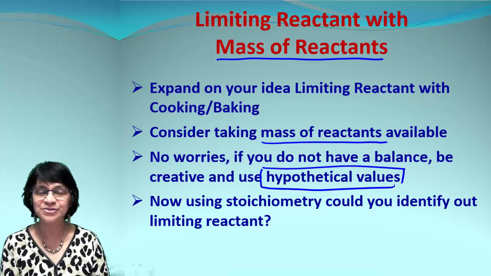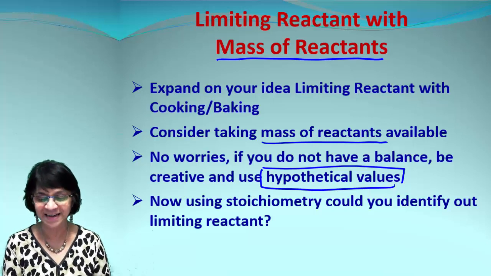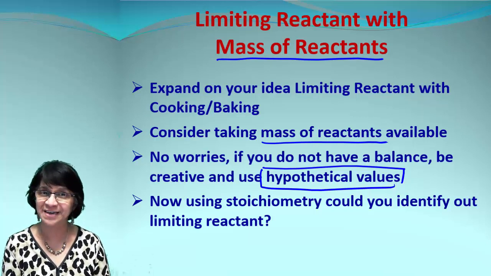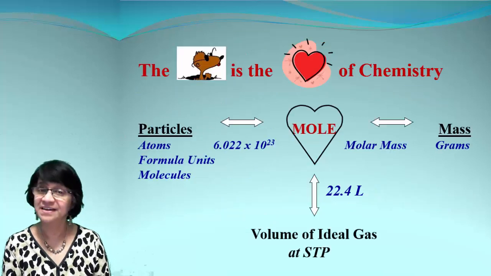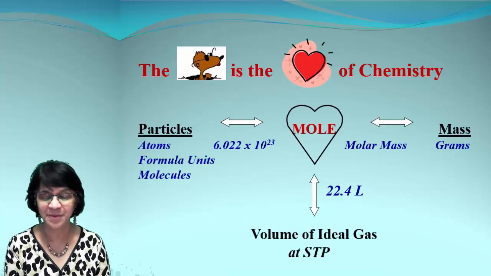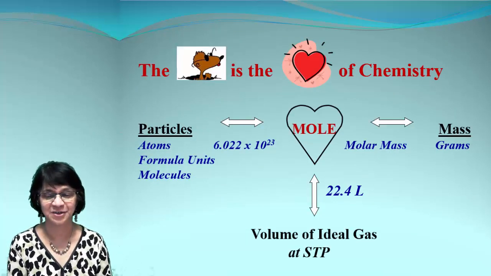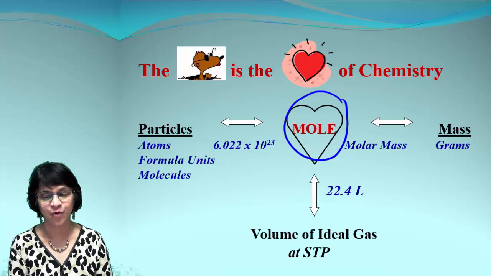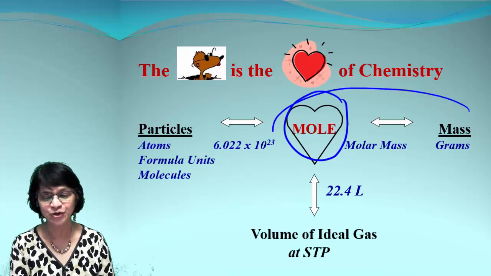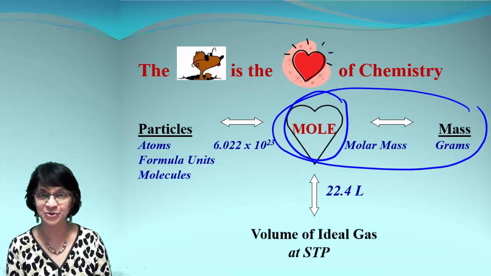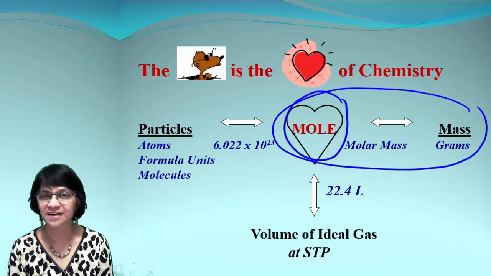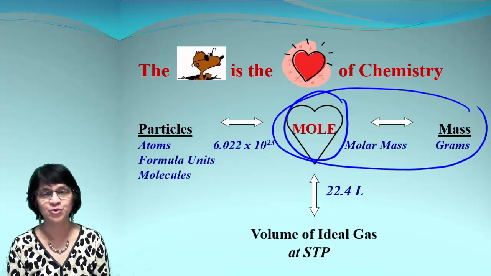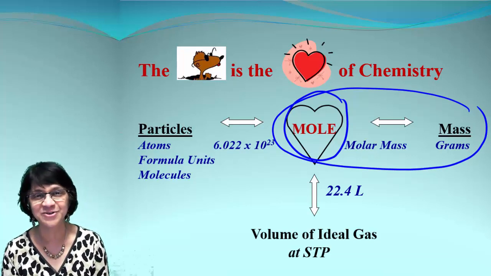And then using stoichiometry, you can identify which is your limiting reactant. In case you want a little help, you can also use this conversion table. How can you go to the heart, which is mole, from either particles, volume, or mass? Right now, you'll be going only from mass to moles. If you need a little help or guidance, make sure to watch other limiting reactant videos too.